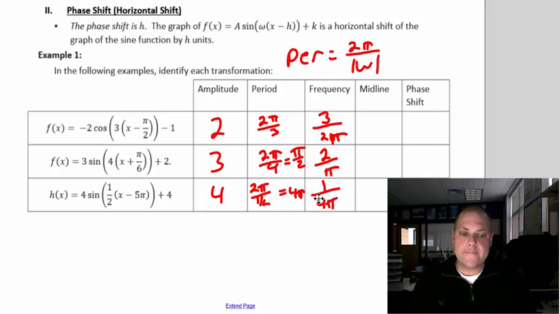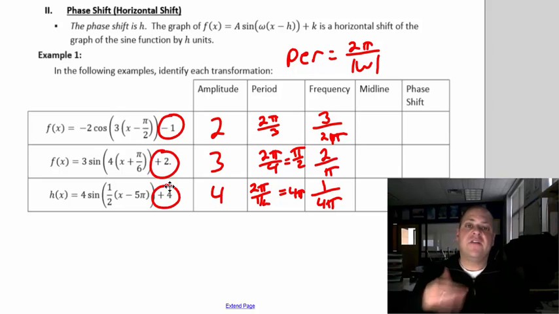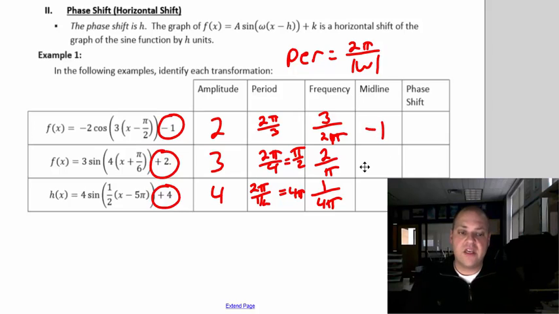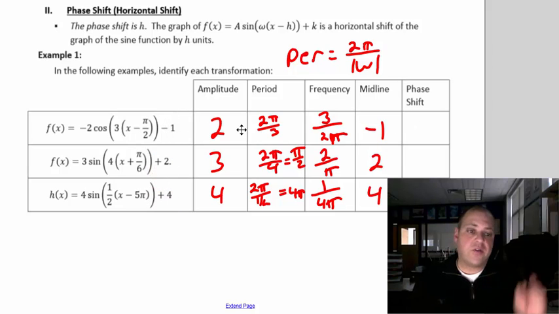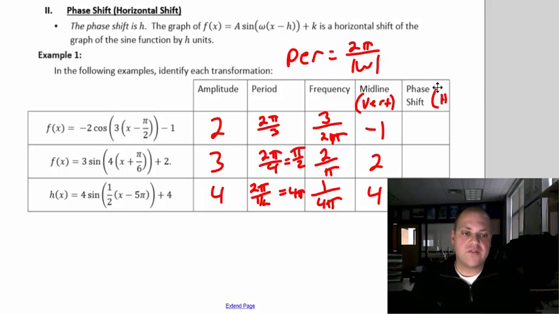All right? And then the midline is this number. Okay, and that is the vertical shift. That's what's moving the graph up and down. We're going to be doing the graphs of those in just a minute. Okay, and our phase shift is what comes after. That's the horizontal shift. You might want to put, this is the vertical, and this is the horizontal shift. So the midline is the vertical shift, the phase shift is the horizontal shift.